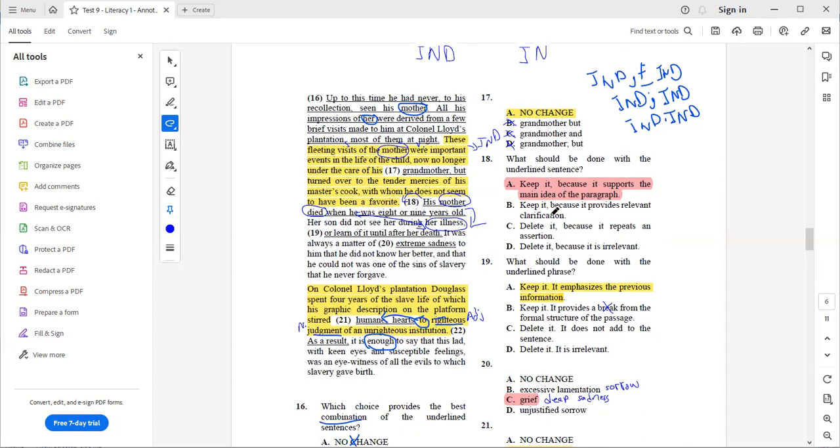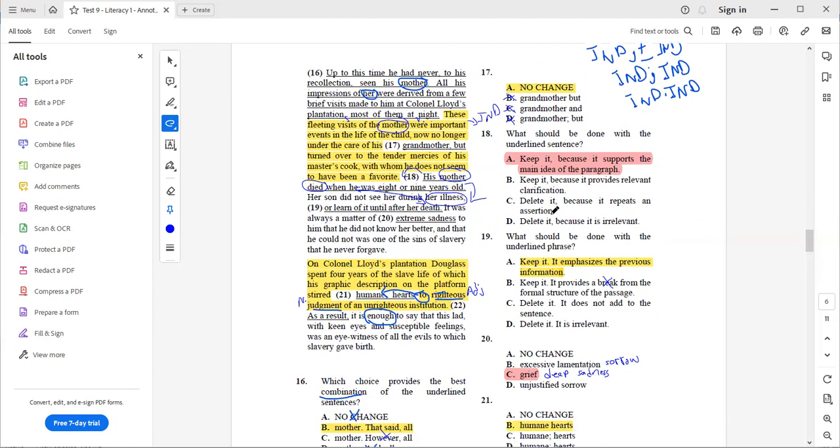Okay. Let's go to 18. What should be done with the underlined sentence? Now we need to know what we're going to have to do with the underlined sentence. And this is the second question that you take.